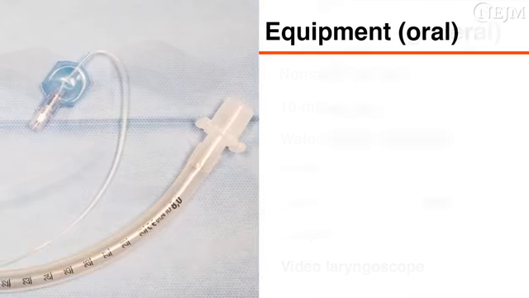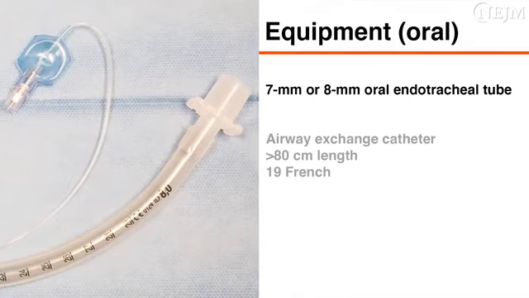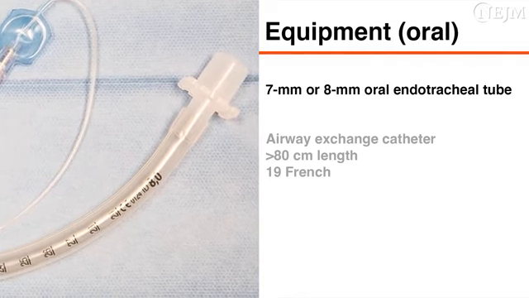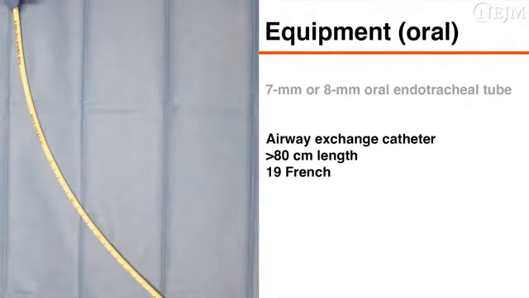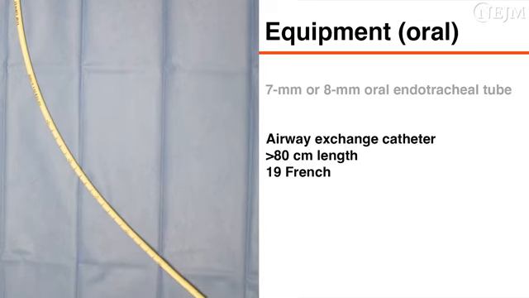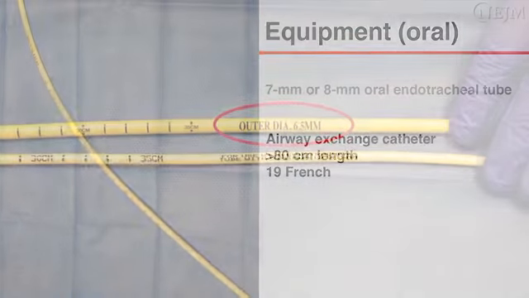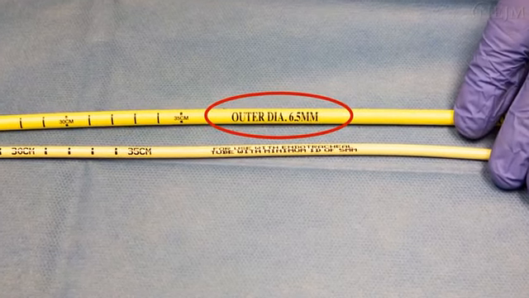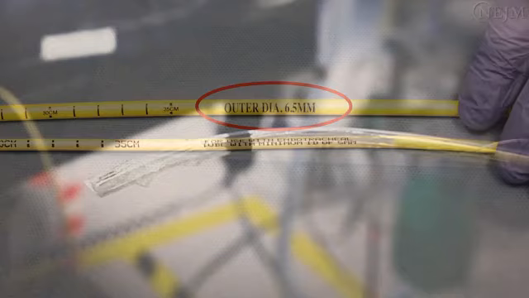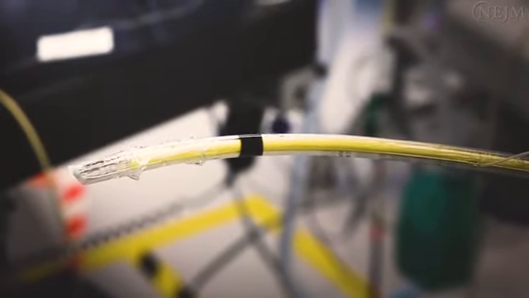If you are replacing an oral tube, you will need a new 7 or 8 millimeter oral endotracheal tube and an airway exchange catheter that is more than 80 centimeters in length and has an external diameter of 19 French, which will allow it to fit inside an oral tube with an internal diameter of at least 7 millimeters.